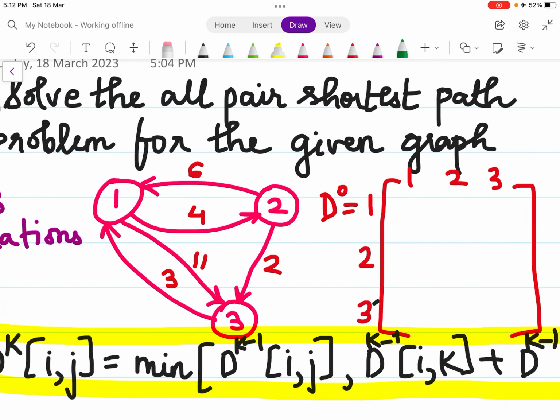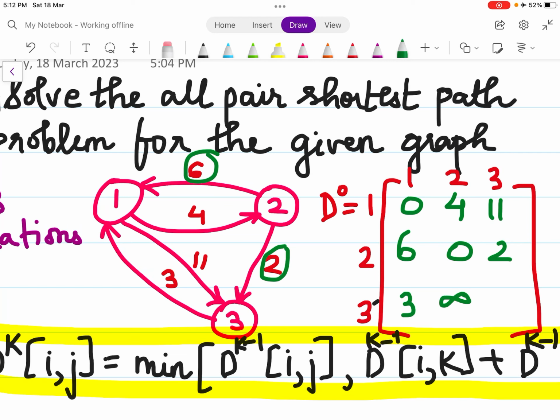So 1 comma 1 means a self loop. Self loop is not there, so we'll write 0. 1 comma 2 is 4. 1 comma 3 is 11. 2 comma 1 is 6. 2 comma 2 is 0. 2 comma 3 is 2. 3 comma 1 is 3. 3 comma 2 is not present, so we'll write infinity, and 3 comma 3 no self loop, so we'll write 0.